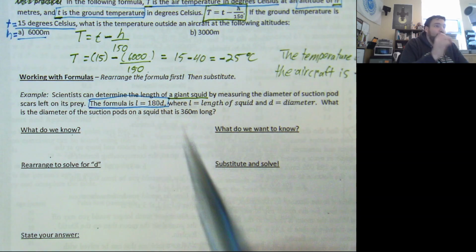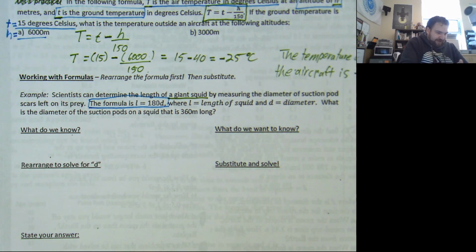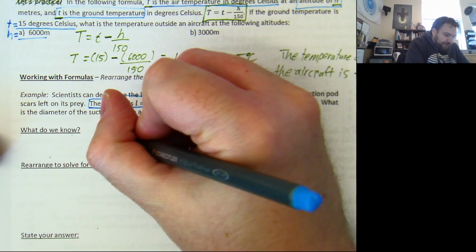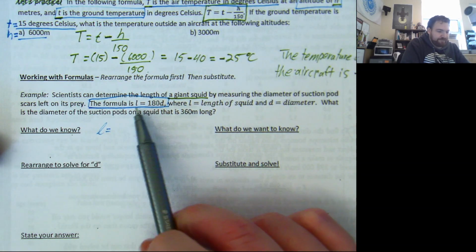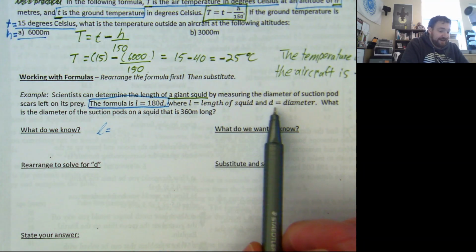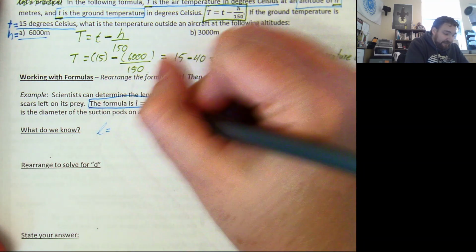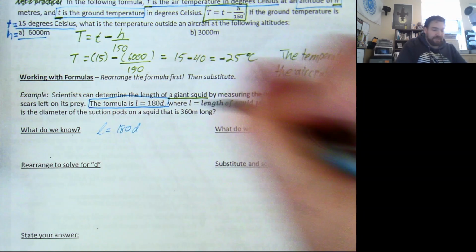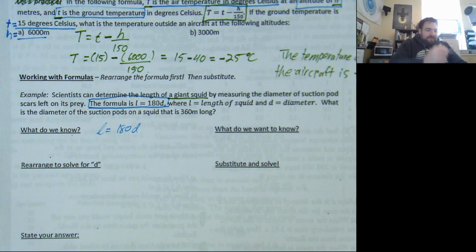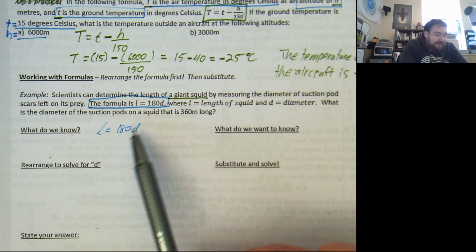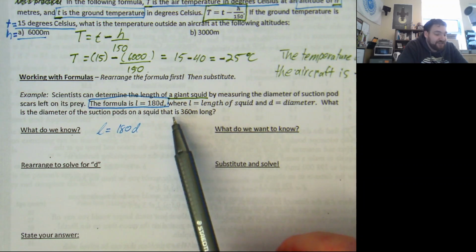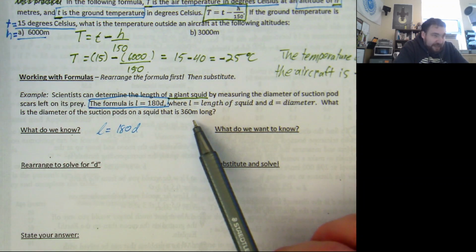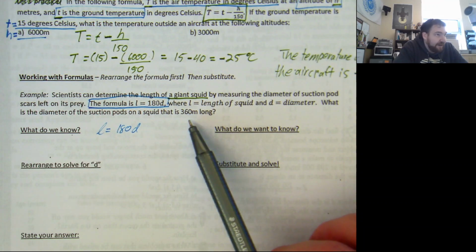180 times D. When you're given a formula, pull it out, write it down. We know the relationship between the length of a squid and the diameter of these suction cup pods is L equals 180 times D. Now this question says, what is the diameter of a suction pod on a squid that is 360 meters long? Squid do not get 360 meters long. That is terrifying. That's like the Kraken. Kraken doesn't exist.